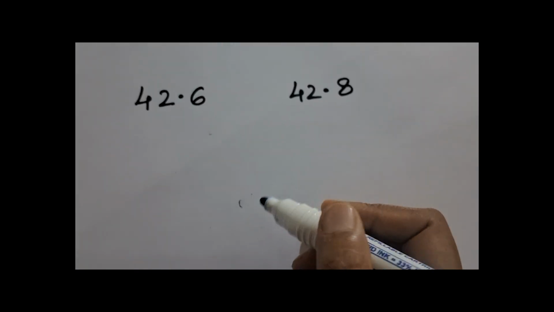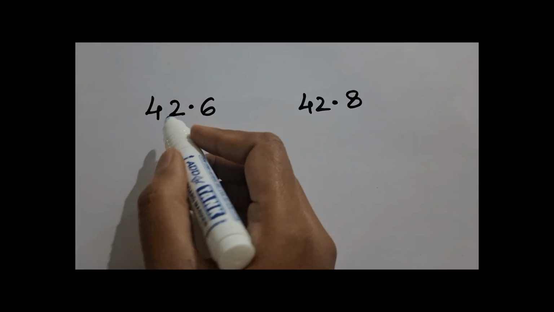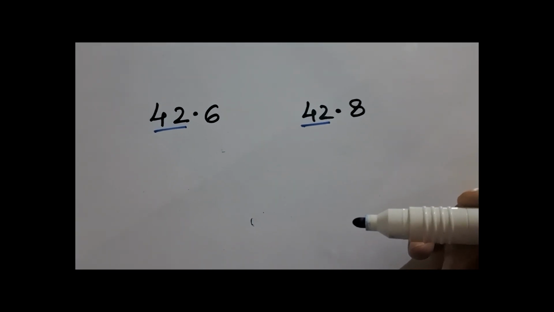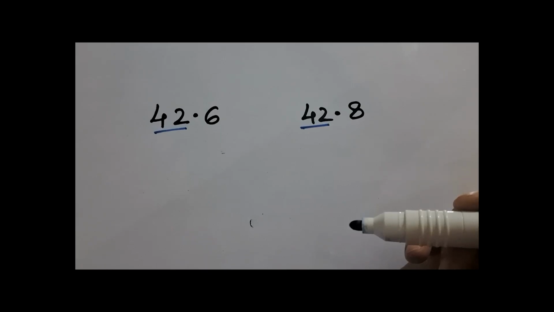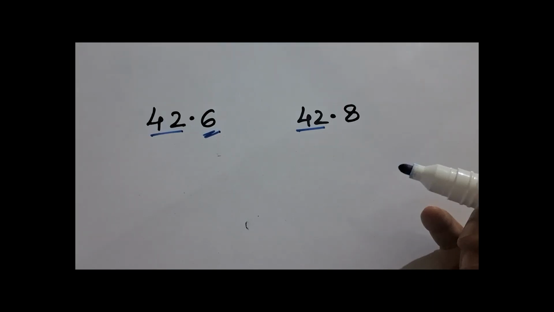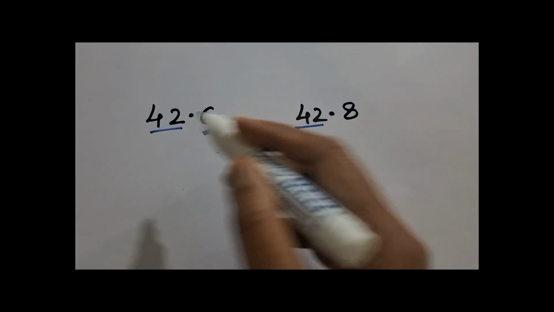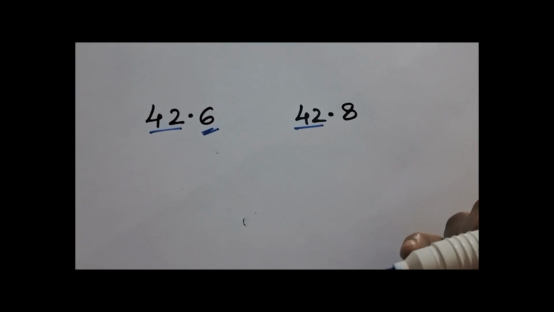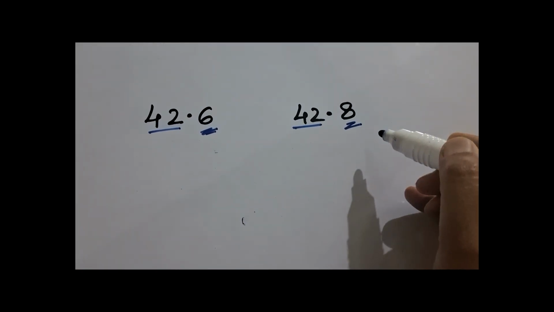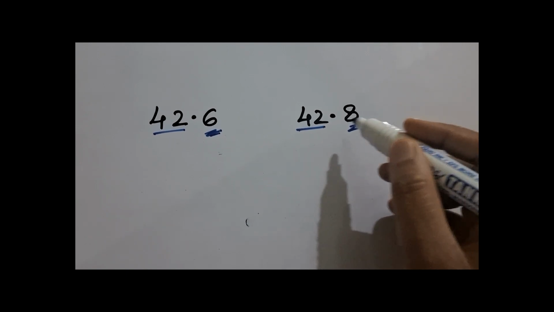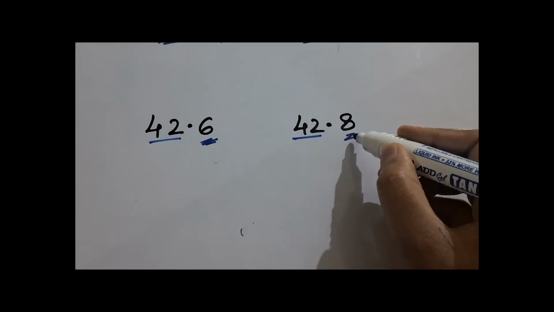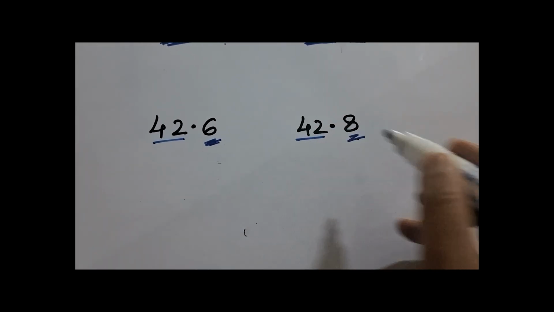Okay. Now coming to these two, children, we can observe that here the whole numbers are the same, isn't it? Then how to compare the decimals? Then we need to compare the decimal part. If the whole numbers are same, then compare the decimal parts. Here the decimal part is 6 and here the decimal part is 8. Okay children. So obviously 42.8 is more than 42.6.